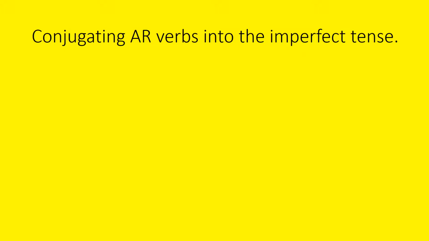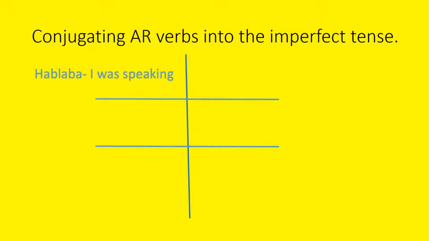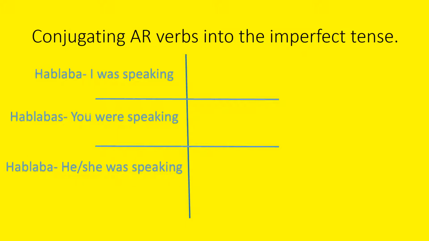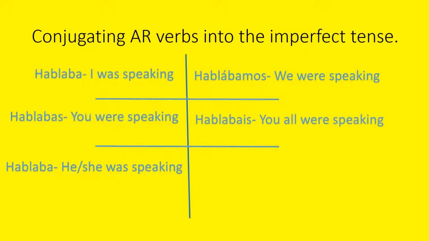Let's review, and I will also use the pronouns for practice. Yo hablaba, I was speaking. Tú hablabas, you were speaking. Él hablaba, or ella hablaba, he or she was speaking. Nosotros hablábamos, we were speaking. Vosotros hablabais, you all were speaking. Ellos hablaban, they were speaking, and ustedes hablaban, you all were speaking.